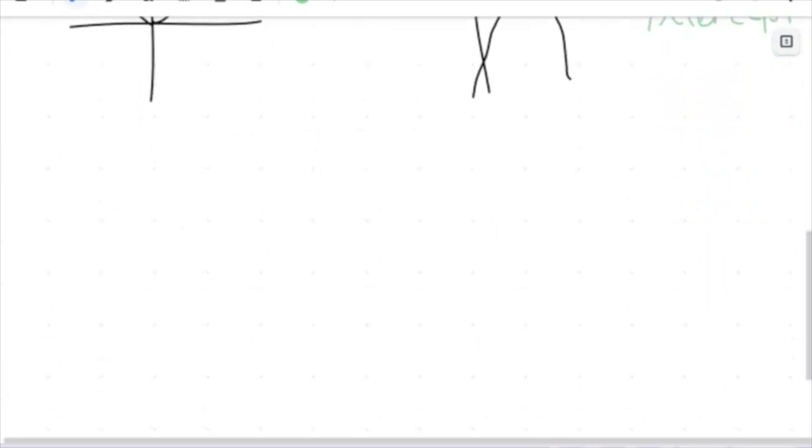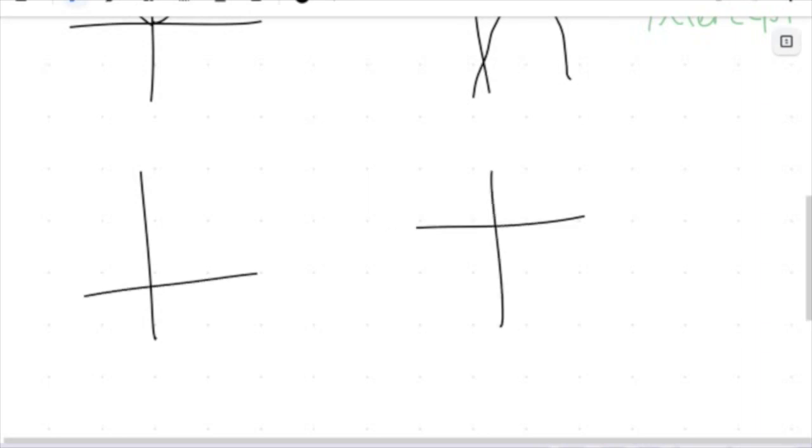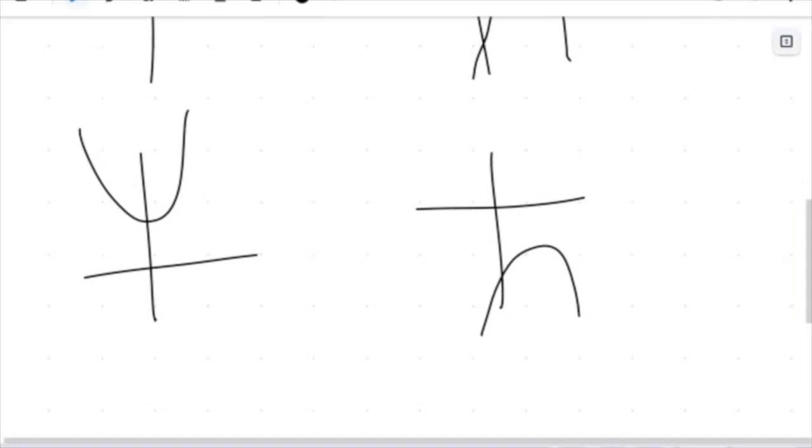And we also had a couple of these when we looked at our vertical translations. We had things looking kind of like this, in which you can see the graph actually never meets my x-axis. So these types of graphs had no x-intercepts.